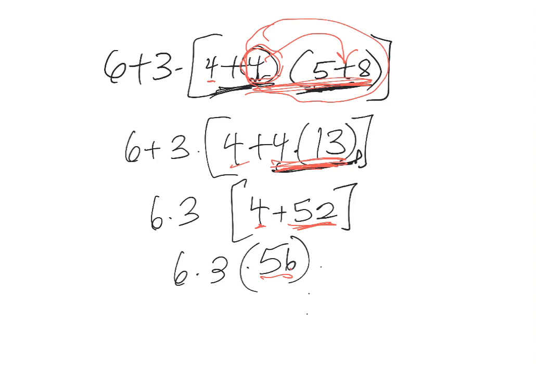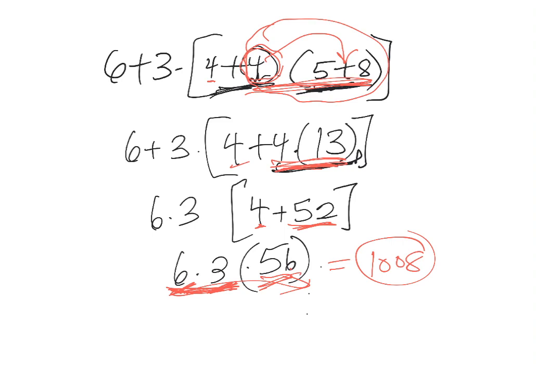Then we had 6 times 3 waiting out here too. So we have 6 times 3 waiting. And in that case, we have 6 times 3 times 56. Now remember the commutative property of multiplication. You can multiply those in any order, but it makes sense to just go from left to right. So you have 6 times 3 times 56. The answer is 1008.